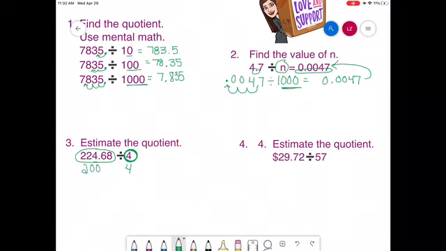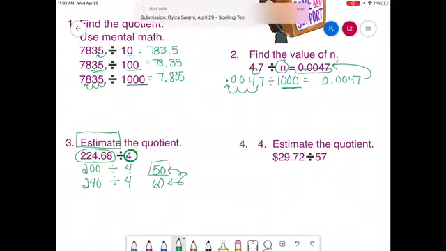We could simply round this to 200. 200 divided by 4 is 50. We also potentially, and I would have accepted this as a right answer, could have taken 224 and changed it to 240 divided by 4, and that would have been 60. Either one of those would have been acceptable answers for estimating the quotient. Remember, we're not getting an exact answer, we're just estimating. If you did it by place value, you would have had to get this answer right here.